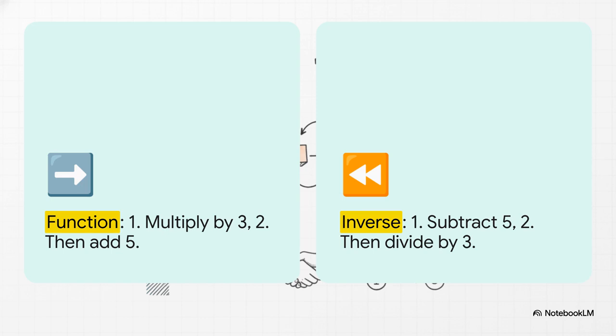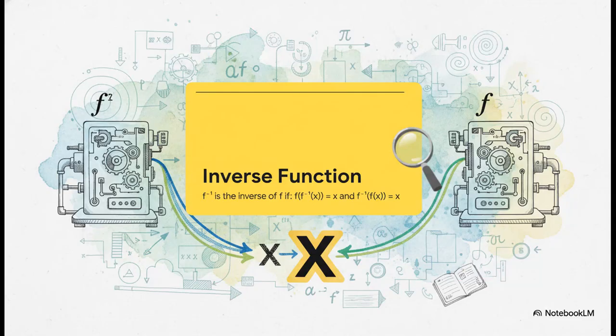To undo that, you have to go backwards. You have to undo the last thing first. So we subtract 5, and then we divide by 3. The order is absolutely crucial. And this leads us right to the formal math definition.